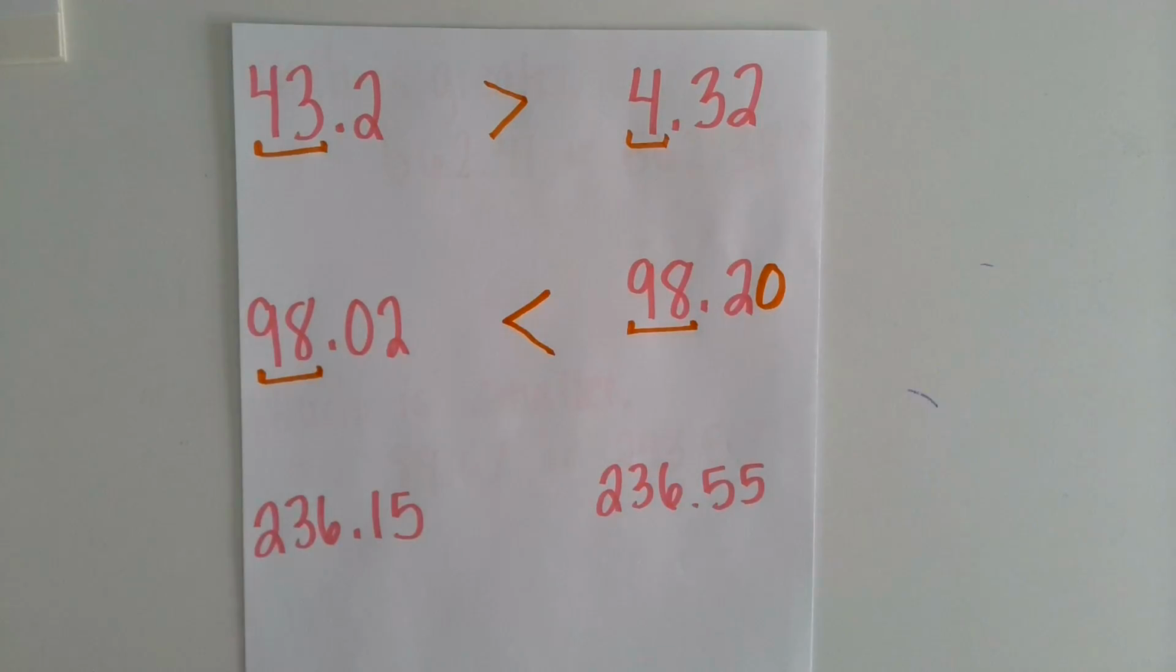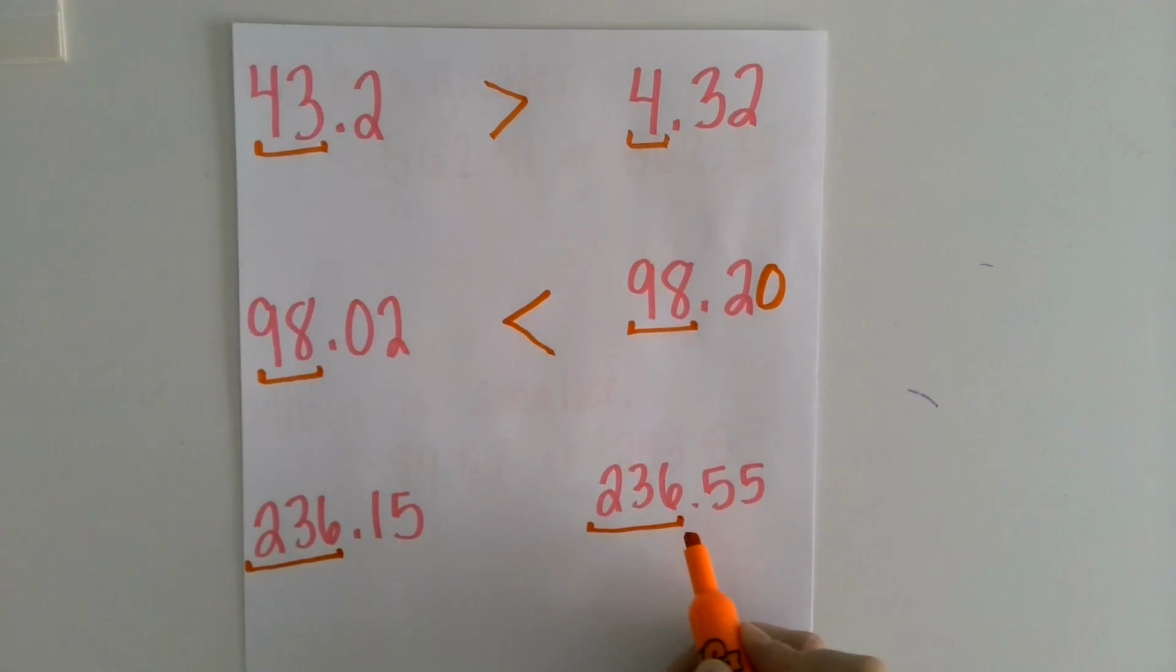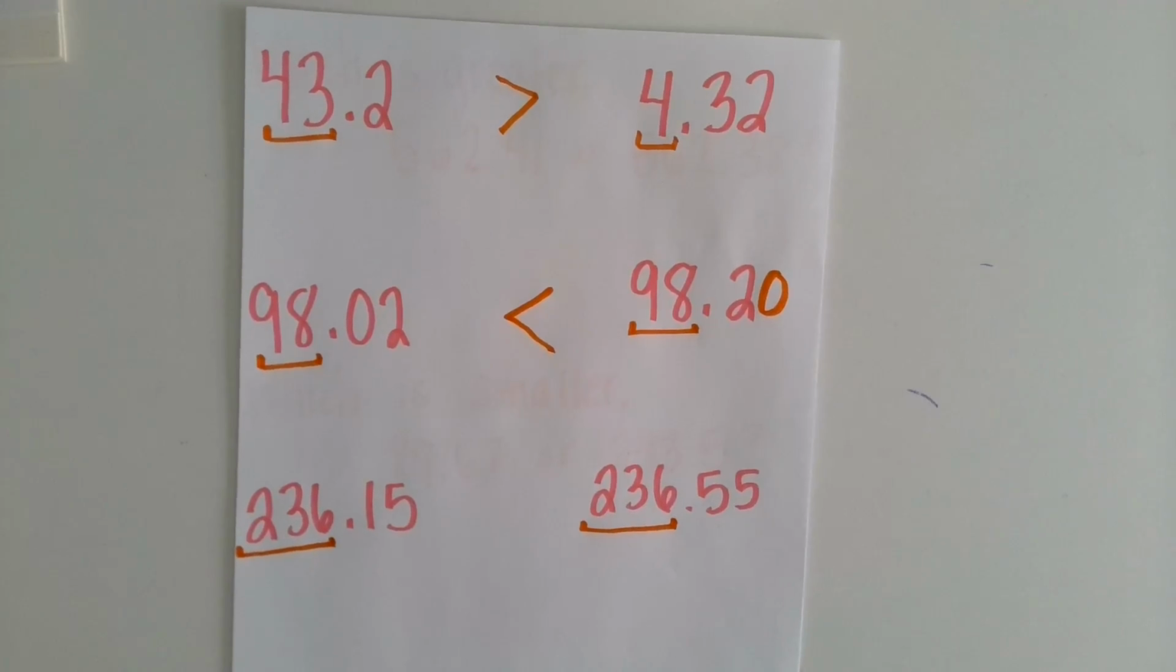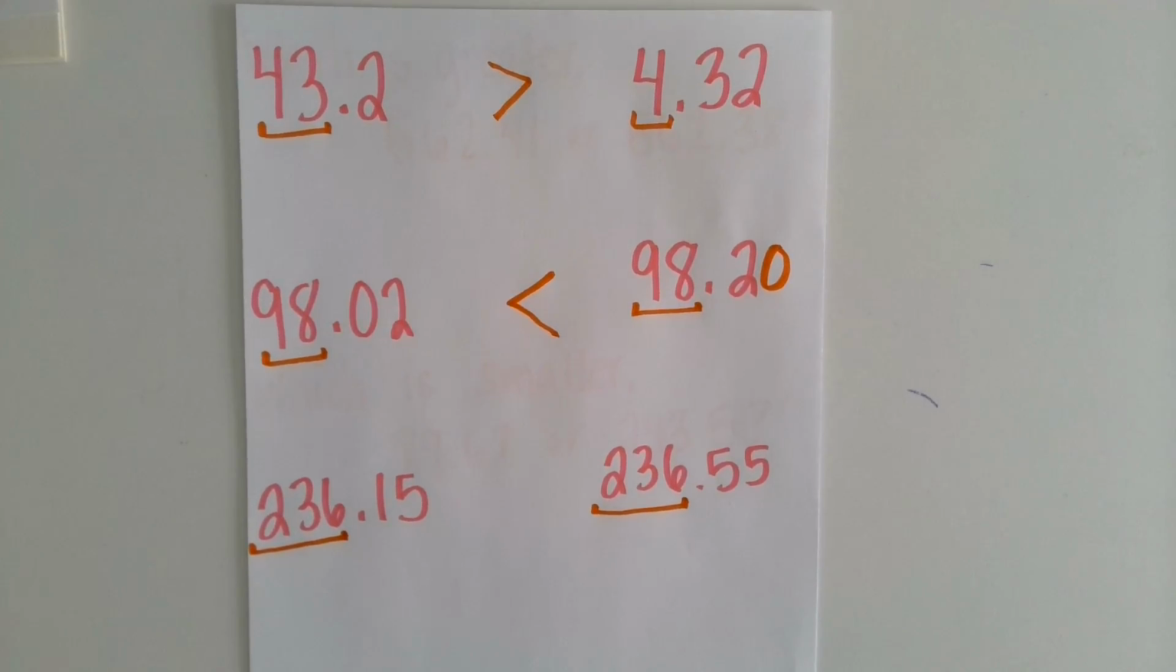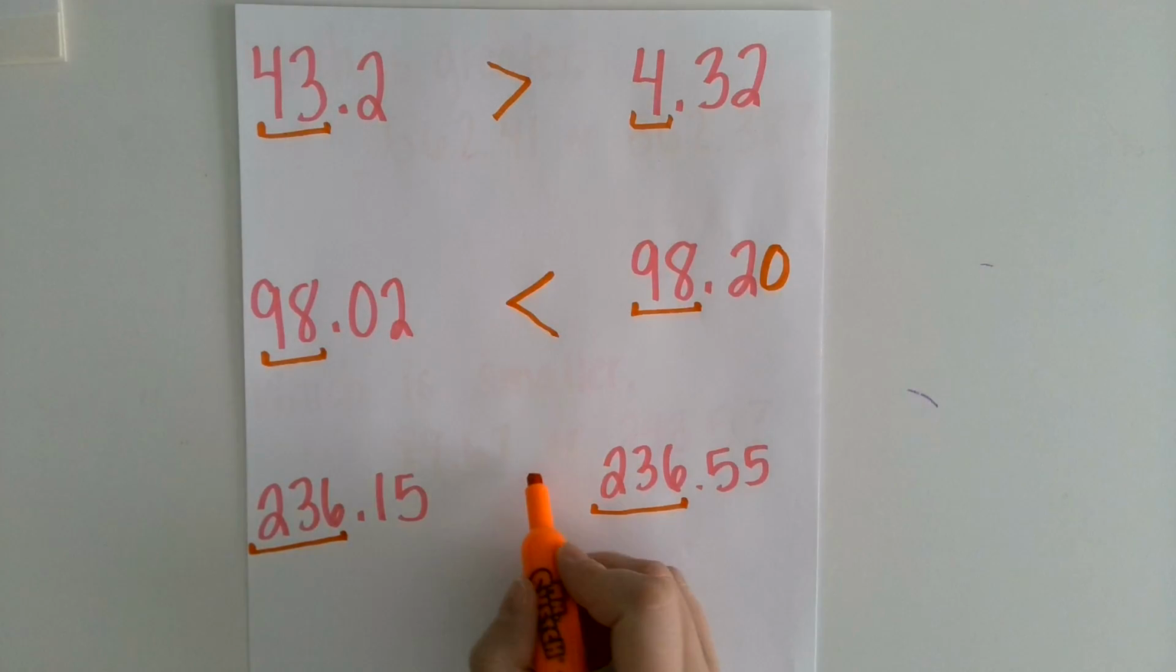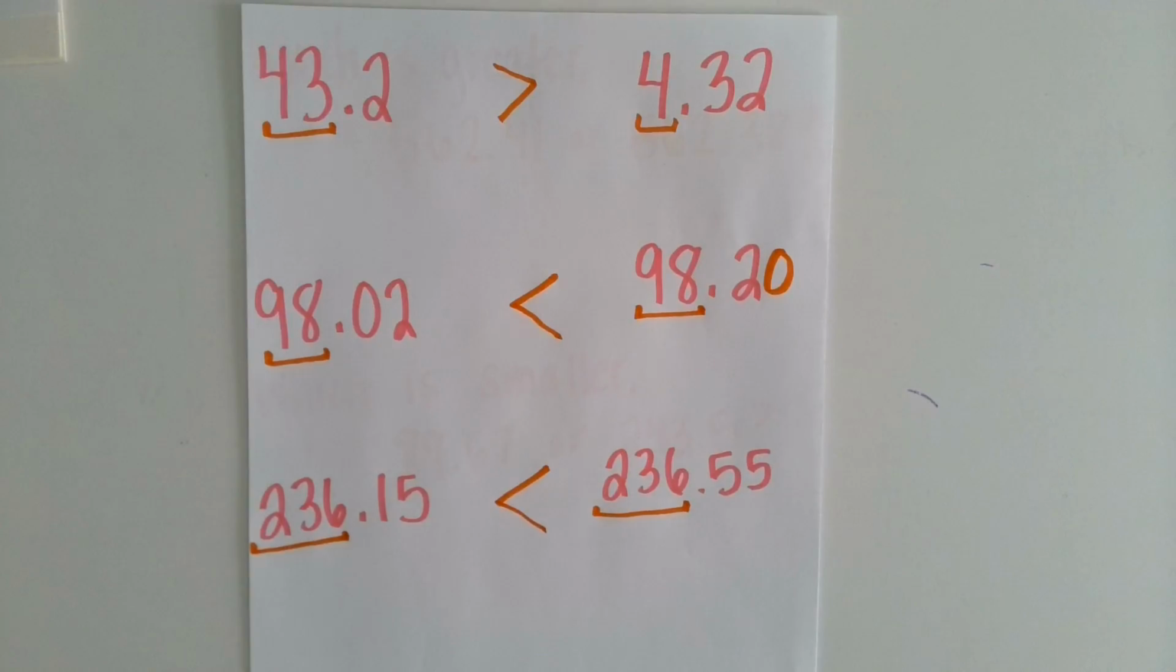Okay, for this last one, I have 236 before the decimal point here. I also have 236 before the decimal point here, so I do need to go past the decimal to find my answer. I don't need to add any zeros because I have 2 places on both. I just need to figure out which is larger. Here I have 15 hundredths, here I have 55 hundredths, so this is the larger decimal.